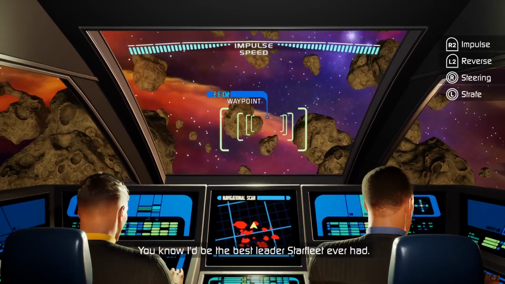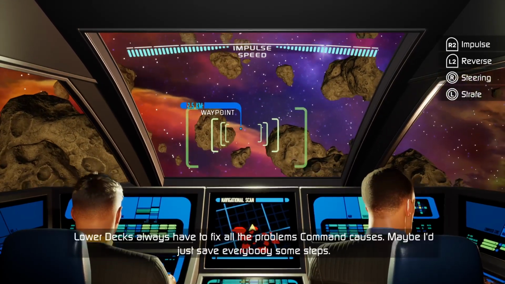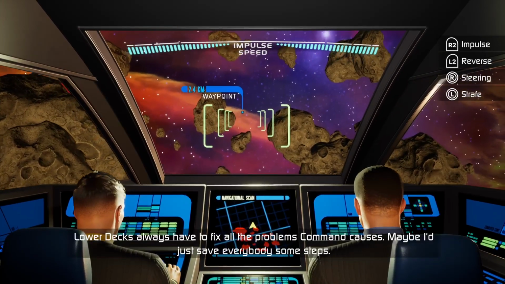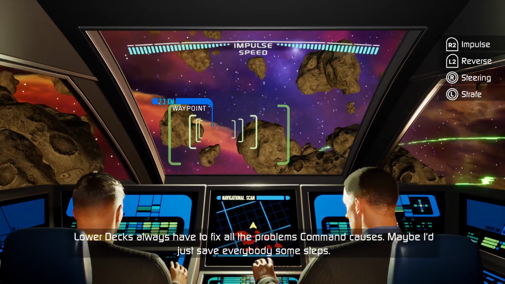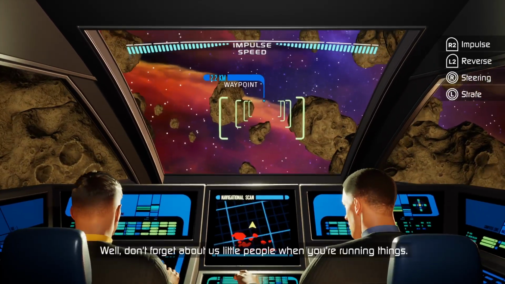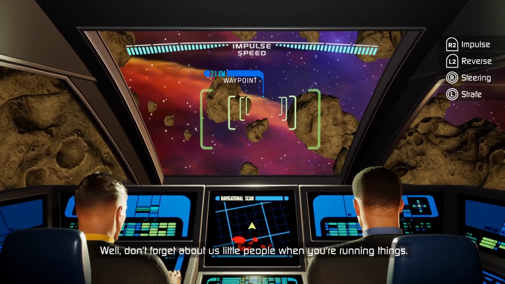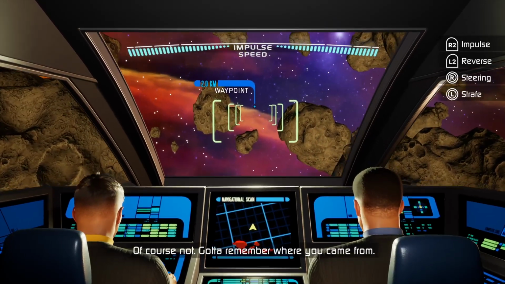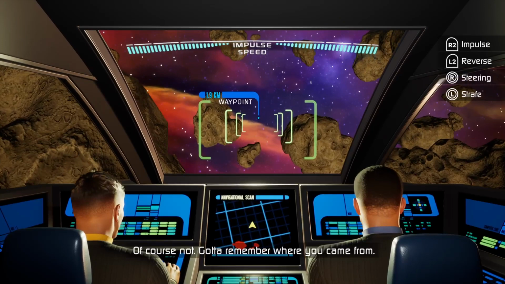You know, might be the best thing to start we ever had. Lower decks always have to fix all the problems that make calls. Maybe I just save everybody some steps. Well, don't forget about us little people running things. Of course not. Gotta remember where you came from.